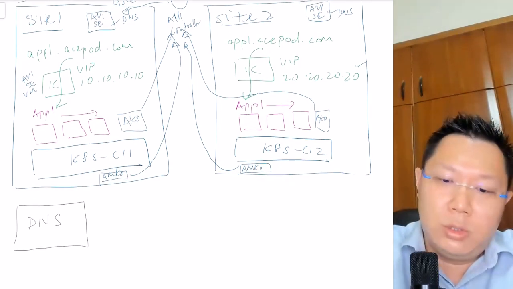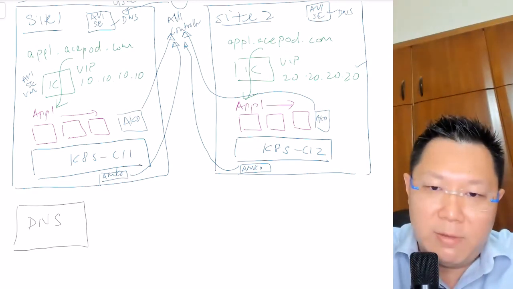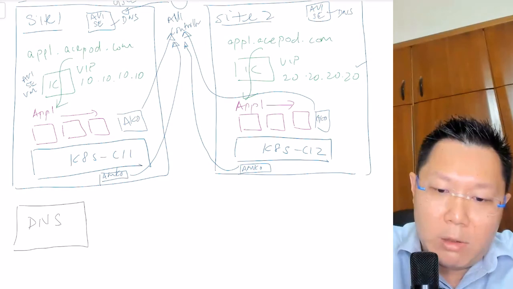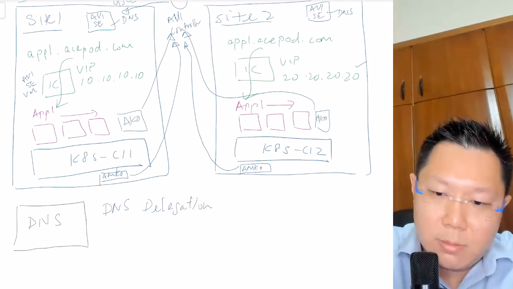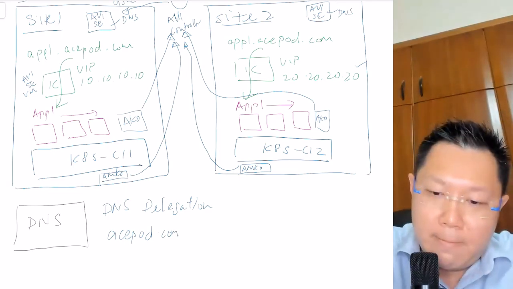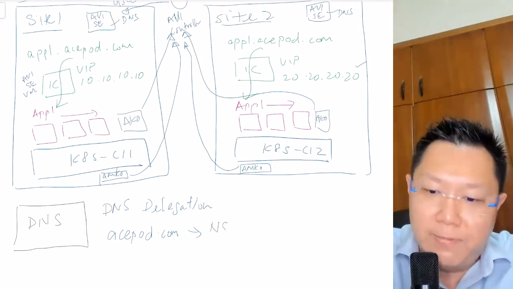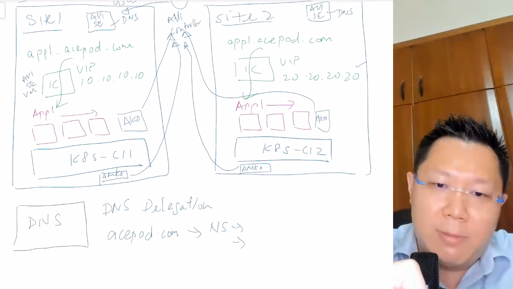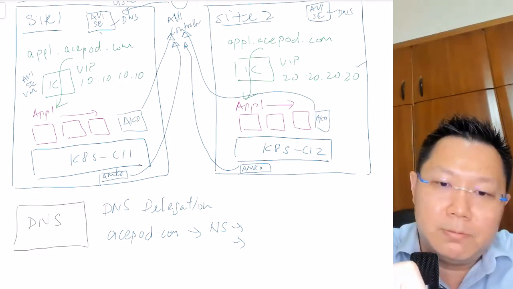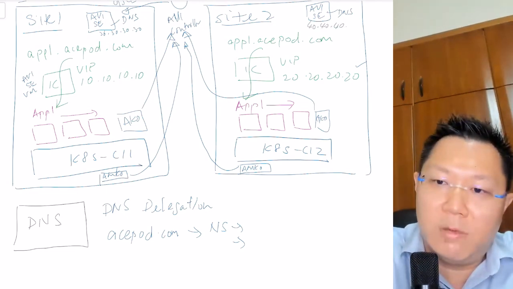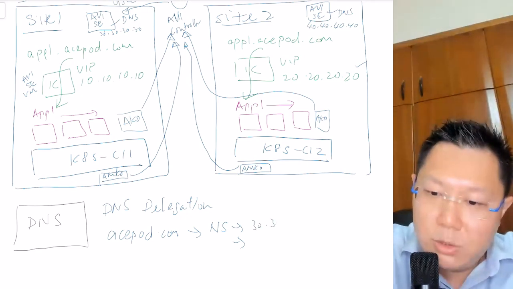So here, for example, in your corporate DNS server, instead of configuring A records, you configure what we call DNS delegation. So you delegate aceport.com to, this is an NS name server record. So you have two records over here. For example, this IP address, let's give it like 30.30.30.30, and this is 40.40.40.40. So you have two name server records here.